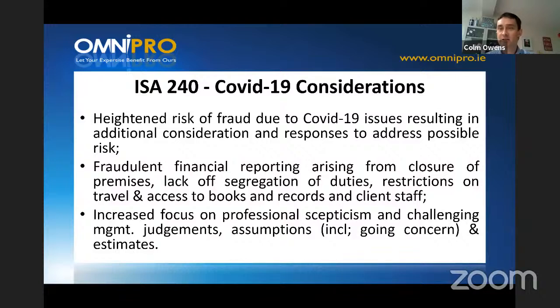Fraud is going to be an issue. There's going to be a heightened risk of fraud. There's already a heightened risk of fraud, Colin. There is already a heightened incidence of fraud. It's happening, and fraud is a reaction. Once COVID-19 landed, all sorts of fraudulent activities manifested themselves.